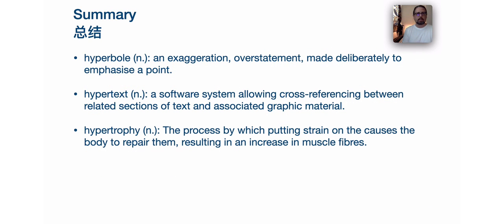All right, let's summarize here. Hyperbole is an exaggeration, overstatement, made deliberately to emphasize a point. Hypertext is a software system allowing cross-referencing between related sections of text and associated graphic material. Hypertext. Cross-referencing between related sections of text, electronic software system. Hypertrophy, the process by which putting strain on a muscle causes the body to repair it, resulting in an increase in muscle fiber.